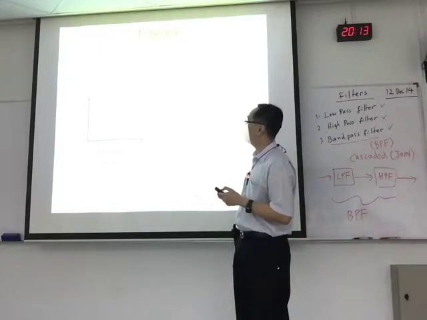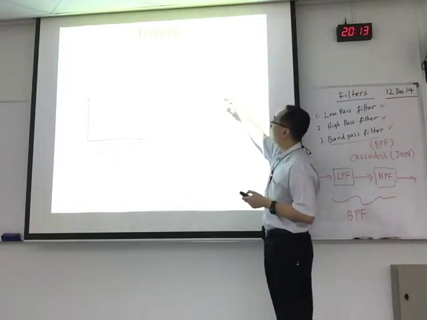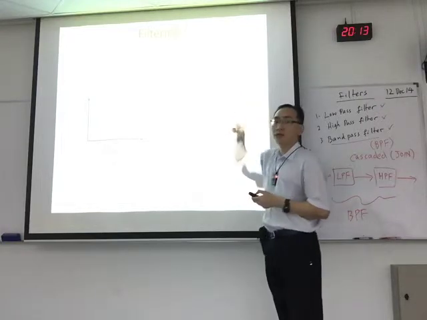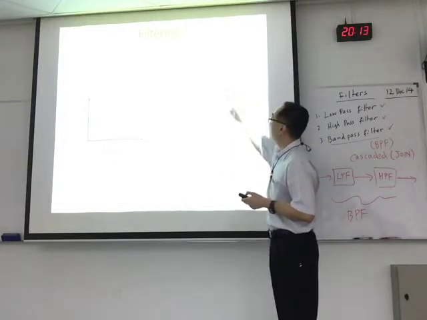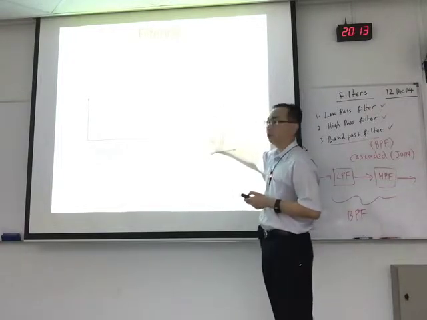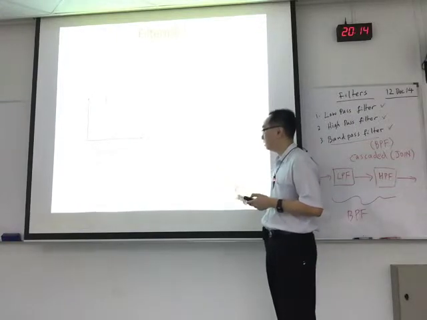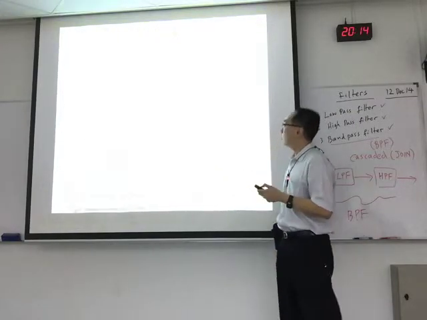Last week I showed you the filter response. Low pass goes up; FC means the cutoff frequency. A low pass looks something like this, a high pass filter looks something like this. Band stop we are not touching, so this one you can cross out. Then the band pass looks something like this. So that's quite important.